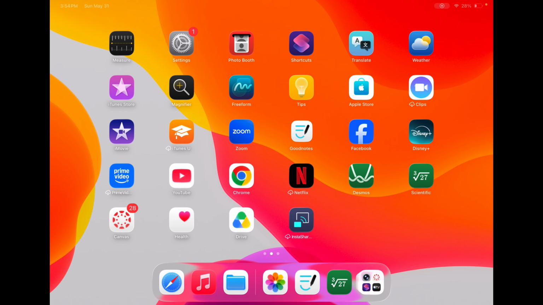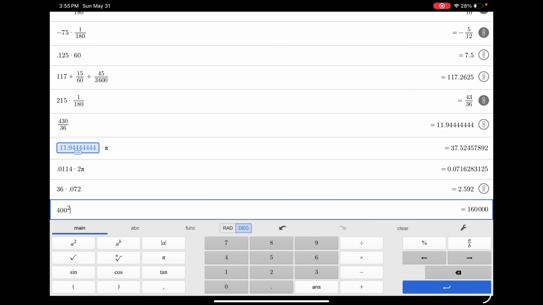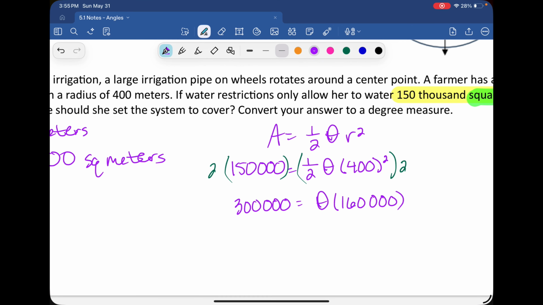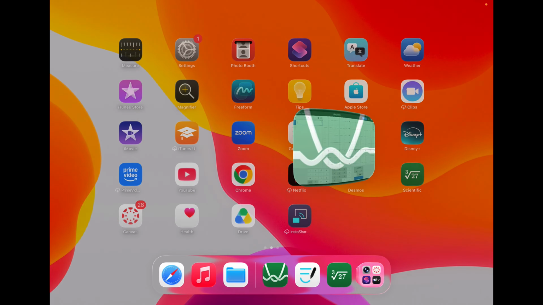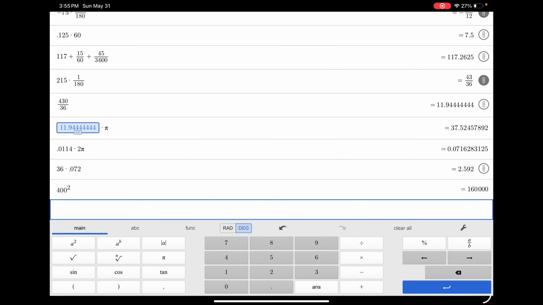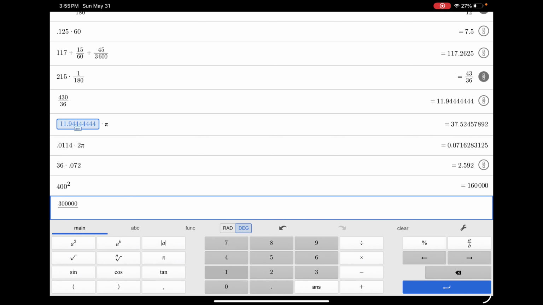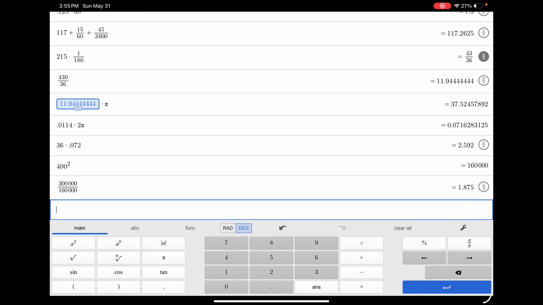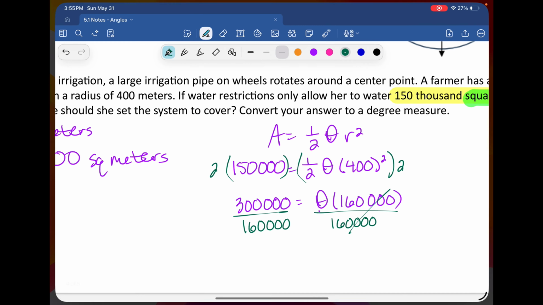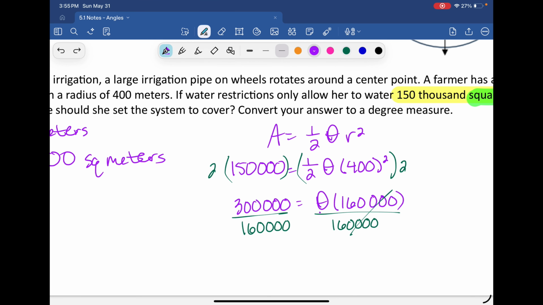And again, you can always do that in the calculator. Okay, so we're going to divide both sides by 160,000. Again, you can do this in your calculator if you want to, which is what I'm going to do. 300,000 divided by 160,000 is 15/8. So theta equals 15 over 8.